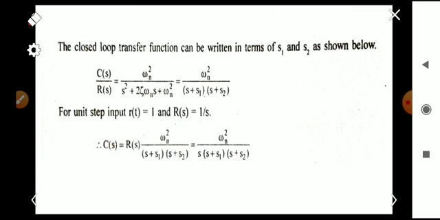So we have omega n square divided by (s plus s1) into (s plus s2), and since we are giving the step input, R(s) will be 1 by s. The response in the s domain comes out as C(s) equal to omega n square divided by s into (s plus s1) into (s plus s2), and we are going to take the Laplace inverse of C(s) to obtain the response in the time domain, that is c(t).